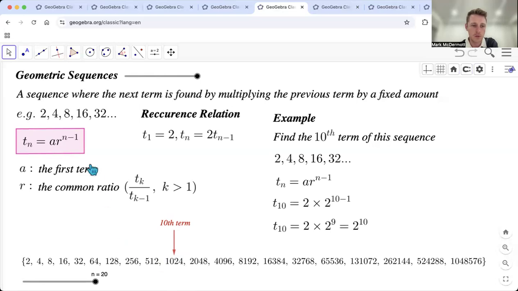So I just want to explain a little more why it's n minus 1 and not just n. Remember, to get from 2 up to 1024, I need to multiply 9 times: 1, 2, 3, 4, 5, 6, 7, 8, 9. So you have to multiply by the common ratio n minus 1 times to get to the term you're interested in, starting at some value a. So it's a multiplied by the common ratio raised to the power of n minus 1. Okay, so that is what a geometric sequence is.